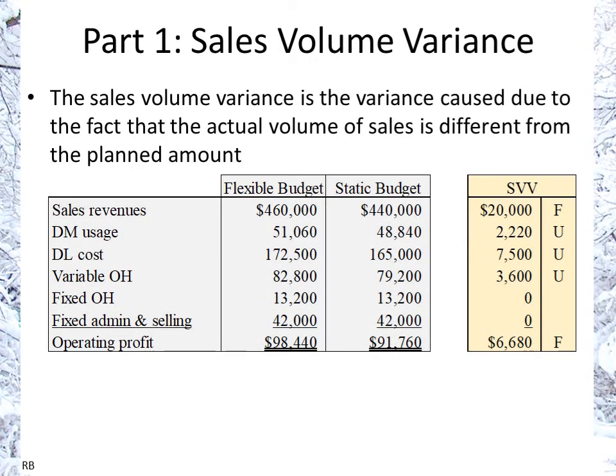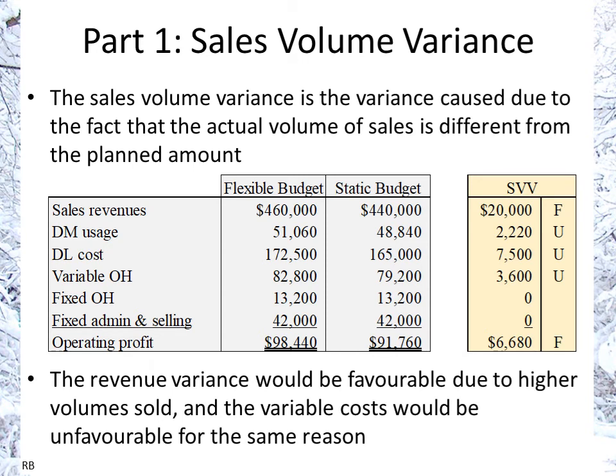Now, sales volume variance is the variance caused due to the fact that the actual volume of sales is different from the planned amount. The revenue variance would be favorable due, of course, to the higher volume sold, in this case 100 more. We have 2,300 units. And the costs, the expenses, the direct material usage, direct labor, and variable overheads would be unfavorable for the same reason.